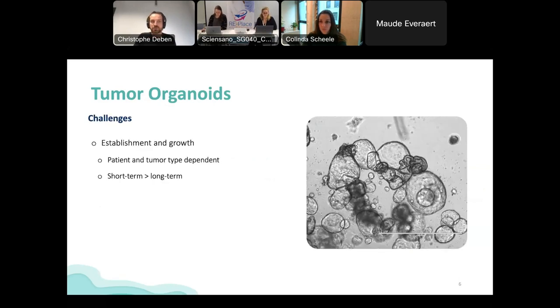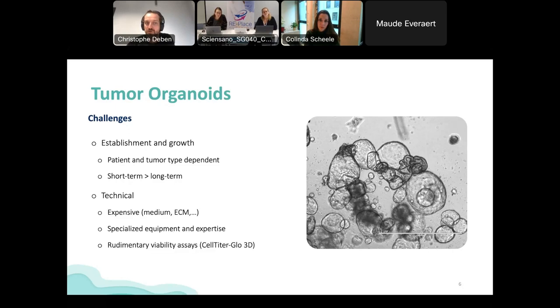So tumor organoids are quite challenging sometimes because the establishment and the growth is really patient dependent and also tumor type dependent. Short-term cultures are often more successful for 2-3 passages, but often they stop dividing afterwards. So I think on average, maybe 50% of the samples result in long-term cultures. It's also quite expensive, the medium, the supplements, and so on.